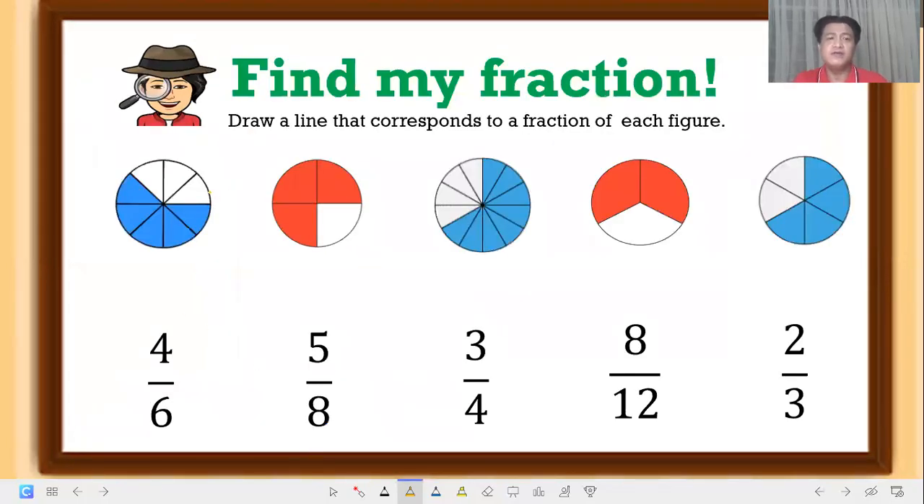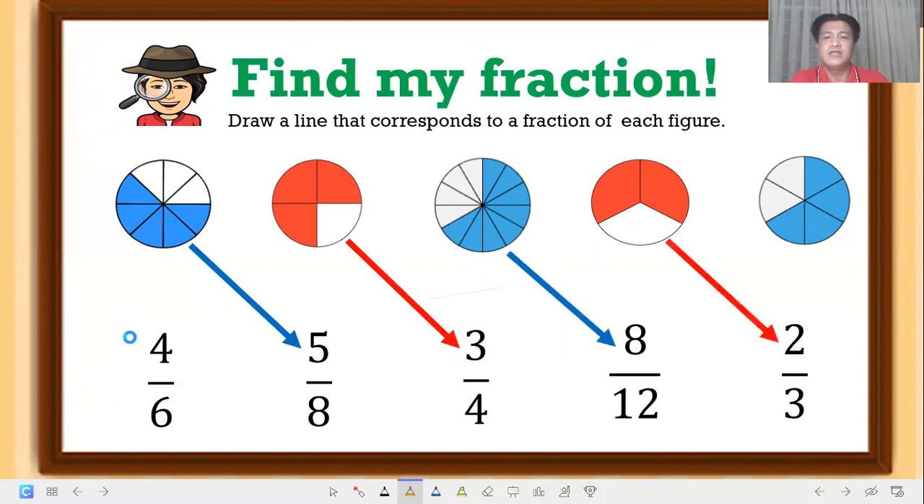Okay, so I have here different pictures of slices. So you are going to write the fraction that corresponds to each figure. Okay, so titignan na lang natin kung ilan ba yung naka-shade na part, yan po yung numerator niya, over kung ilan po yung slice. Okay, so this is yung first natin, that is 5 over 8. The second one is 3/4. Then the third is 8 over 12. The fourth one is 2/3. And the last one is 4 over 6.